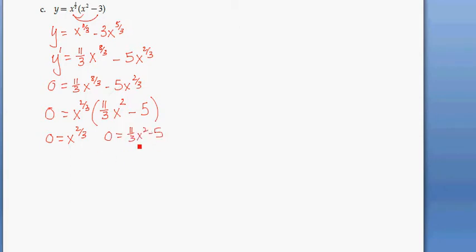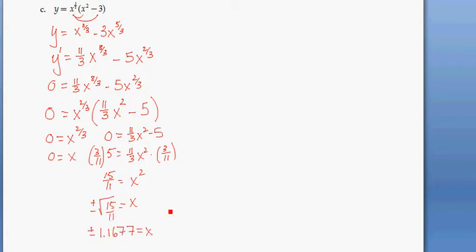Now it becomes a little bit more typical. Here I can solve: x is 0. Here I've got a quadratic, so adding 5 to both sides, and then multiplying both sides by 3/11 to get rid of that coefficient, I've got 15/11 equals x squared. So x equals plus or minus the square root of 15/11. Or if you like, the decimal equivalent.